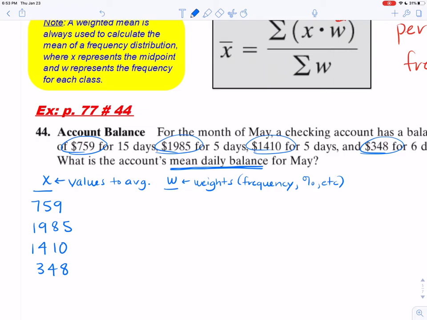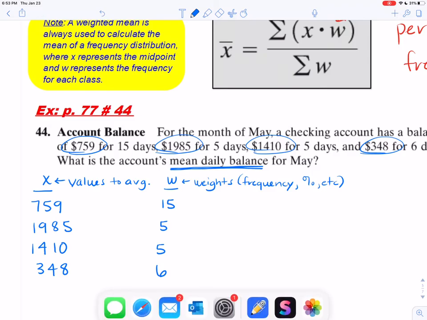How many days did this occur? So 759, that occurred 15 times. 1985 and 1410, those both occurred on 5 days. And 348 on 6.